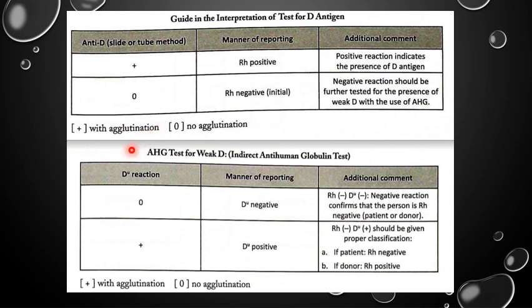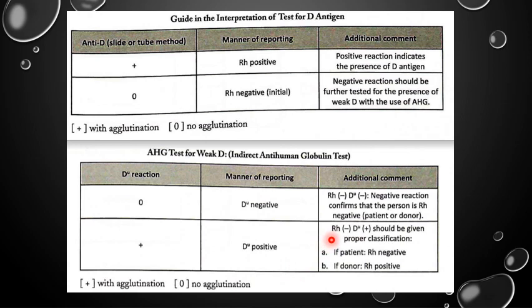So, AHG test for weak D, or indirect anti-human globulin test. If the DU reaction is 0 or no agglutination, you will report it as DU negative, Rh negative or DU negative. Negative reaction confirms that the person is Rh negative, patient or donor. But if the DU reaction is positive or with agglutination, the manner of reporting is DU positive.